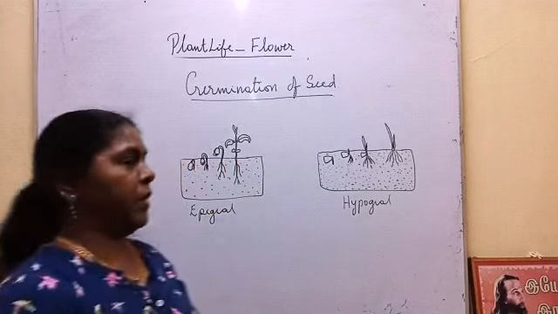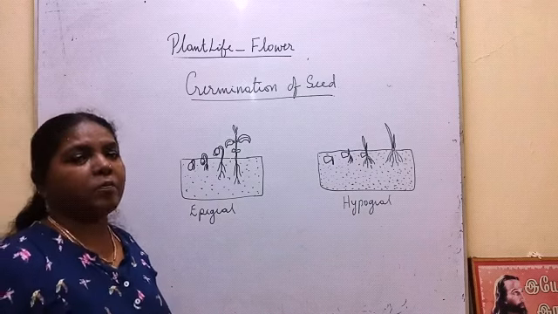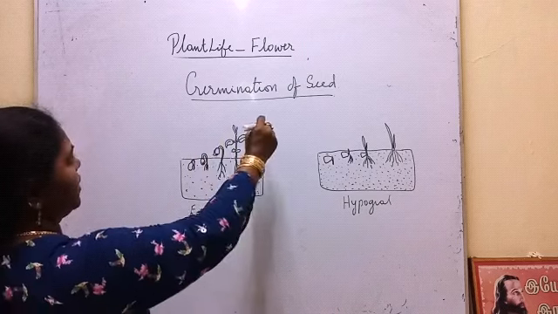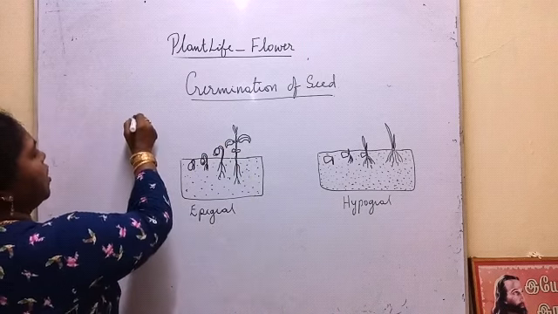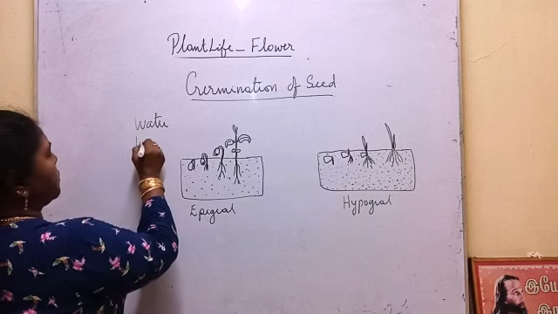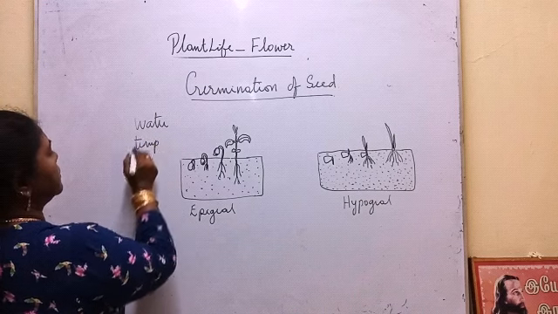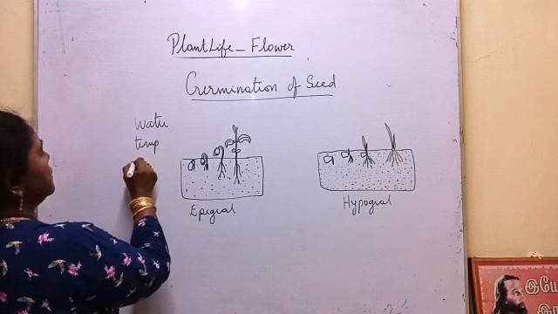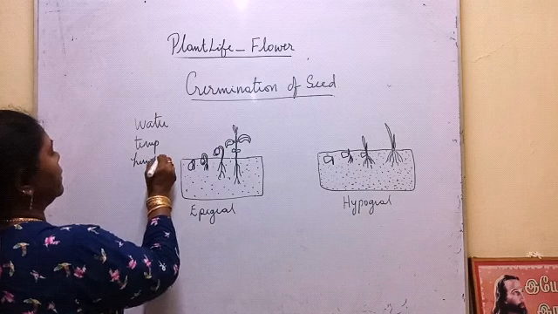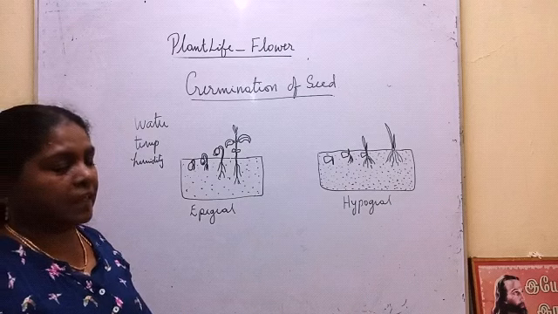Now, how does the seed germinate? The seed will germinate only when it gets favorable, suitable conditions. The factors required by the seed to germinate: water, proper temperature, then humidity. So all these are required for the germination of the seed.